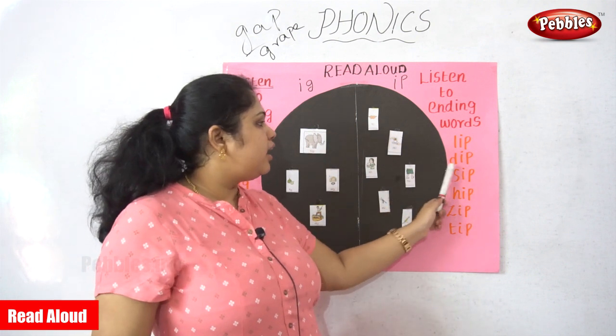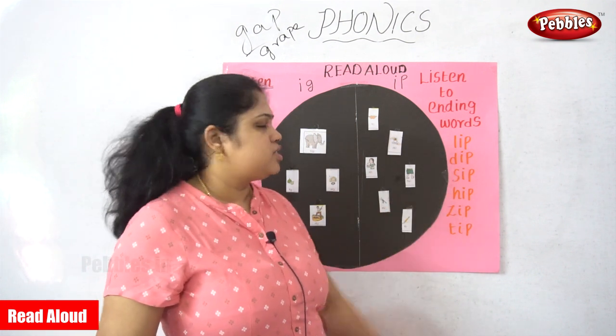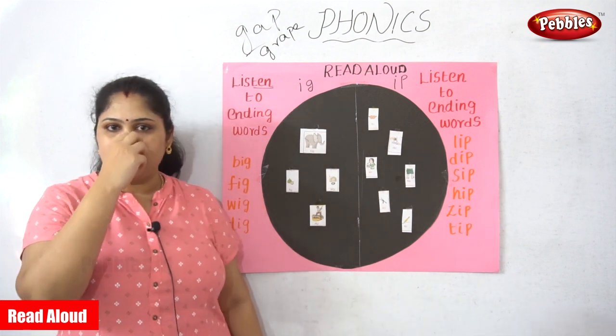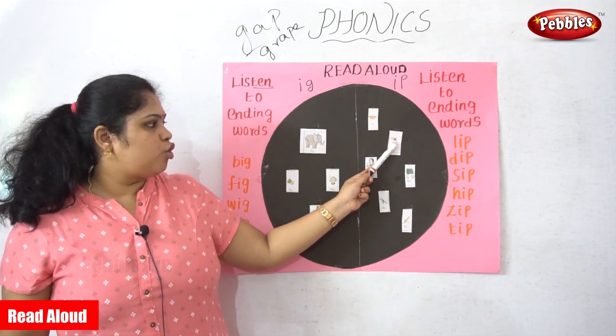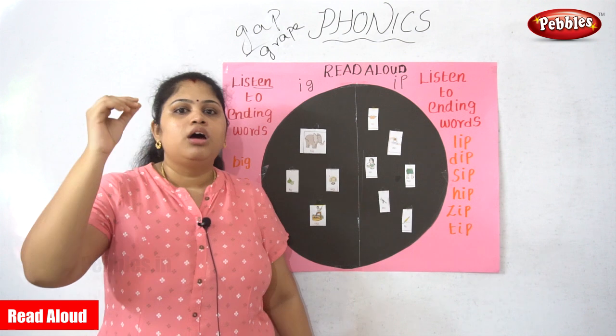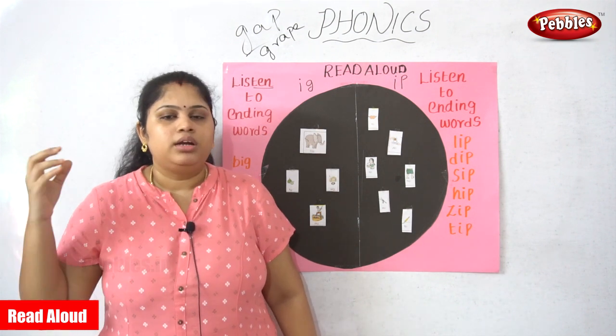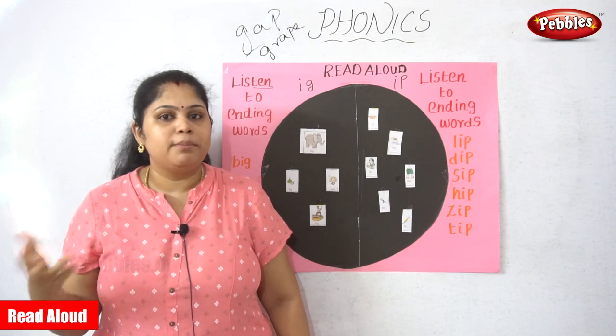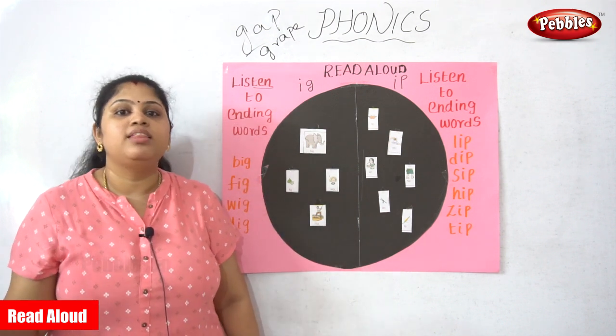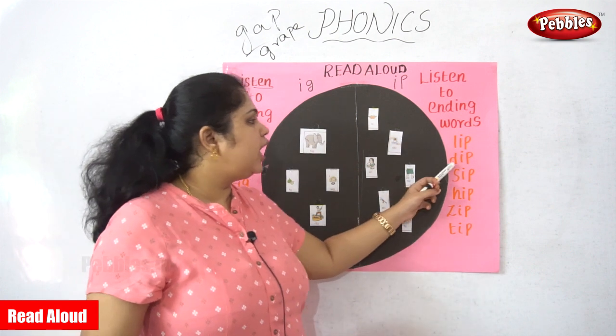Next is dip, dip, dip. So dip means dipping something. For example, see here the picture, in the coffee they are just dipping the biscuit, isn't it? It's very tasty, isn't it? You all love to eat by dipping the biscuit in milk or coffee or Horlicks, anything, isn't it, children? Okay, that is called a dip.